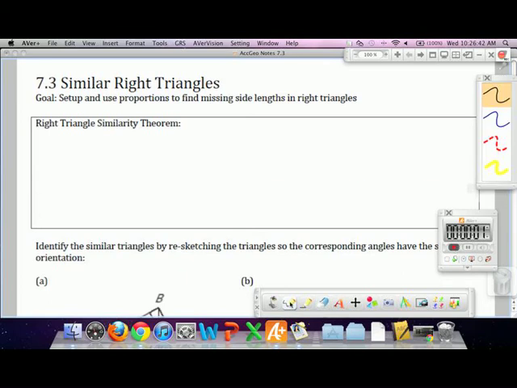The right triangle similarity theorem says as follows. Given a right triangle, let's start with any old right triangle.